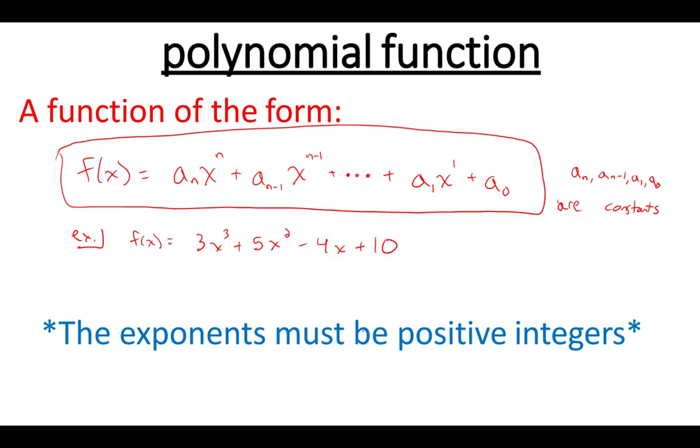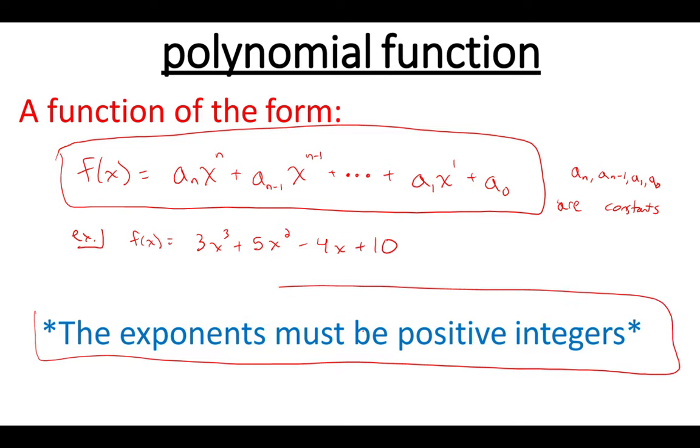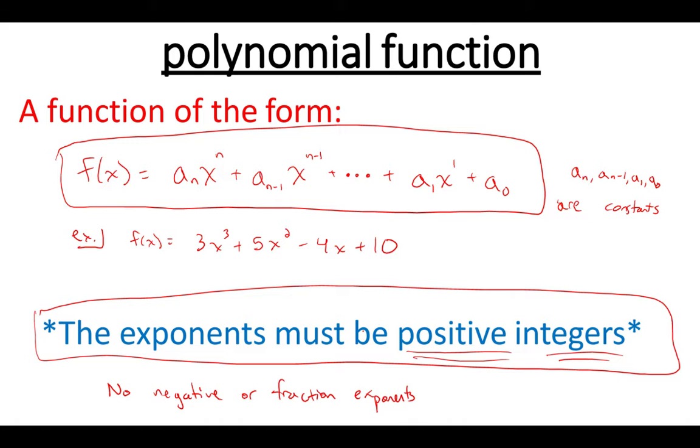But the key thing here is that our exponents in a polynomial function must be positive integers, which is the case with all of these. Doesn't matter if they're 99 or 100 or 5, but they could not be things like negative 3. You could also not have fraction exponents. So this means no negative or fraction exponents. Which also means 2 other things.